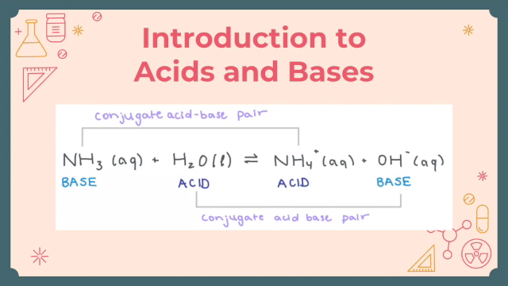A knowledge of conjugate acid-base pairs is a good first step in understanding acids and bases. In this example here, ammonia acts as the conjugate base to ammonium ion, and water acts as the conjugate acid to hydroxide. These here are called the conjugate acid-base pairs.